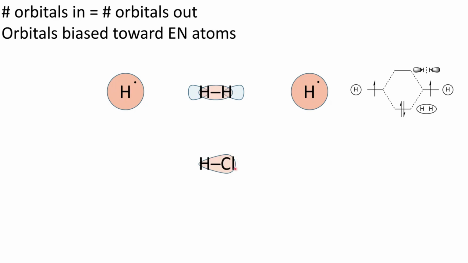And if there's more electron density around chlorine, then the orbital contribution on chlorine should be bigger than the orbital contribution on hydrogen. What's interesting, though, is that the sigma star antibonding orbital is also biased, but it's biased in the opposite direction. It's biased toward hydrogen. Whenever the bonding orbital is biased towards the electronegative element, the antibonding orbital is biased toward the opposite element.